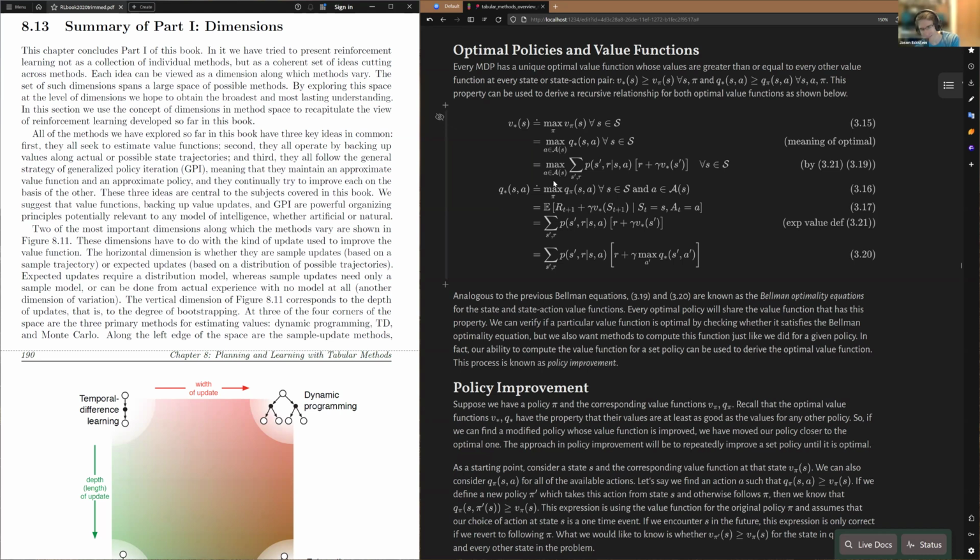Actually, that definition is the same for both V and Q, but you end up using it to derive this recursive relationship again in the form of the Bellman equation. And the first stepping stone to deriving that is by considering the optimal state action value in its relationship to the optimal state value.